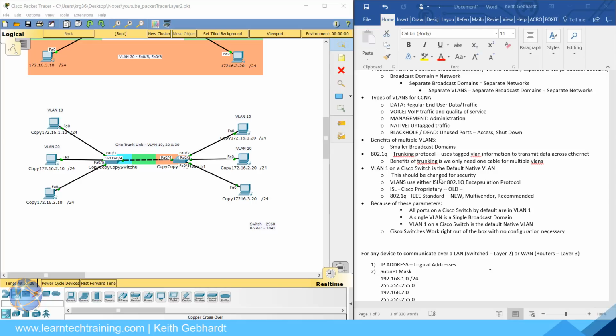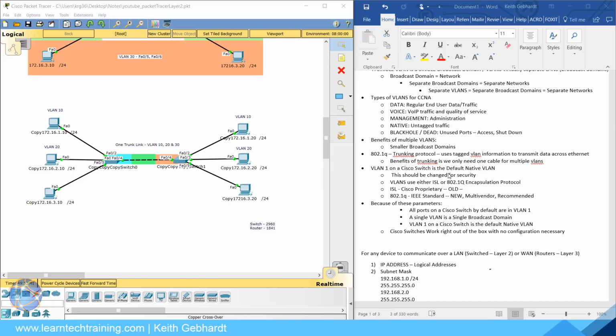So that's why that should be changed. I went on a little rant there, I apologize. Okay, I'm trying to give you all the information I can in as little time as I can, but as well as it makes sense to. So next we have VLANs use either ISL or 802.1q.